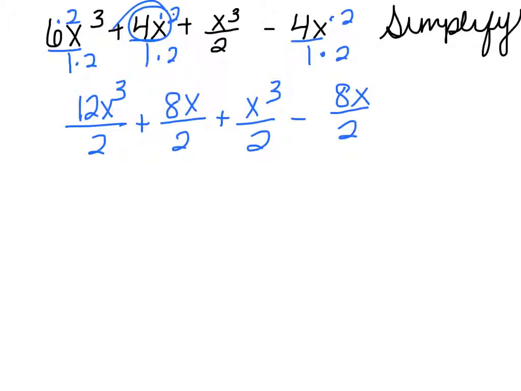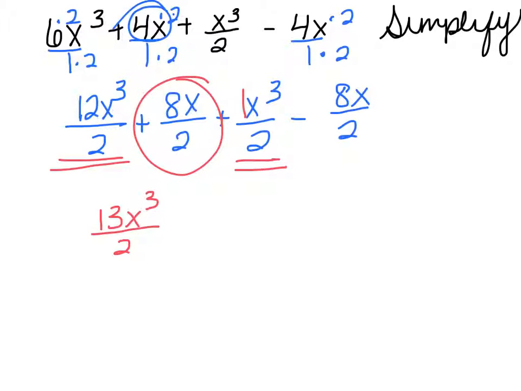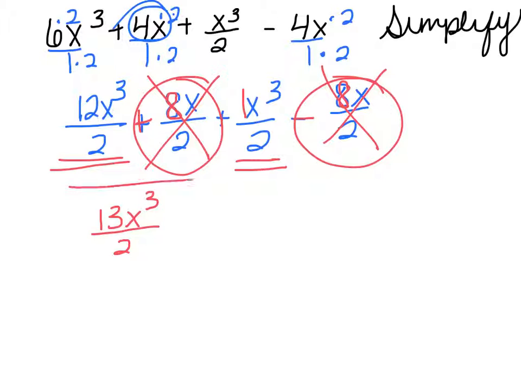Now I have like denominators, and that's exactly what I want. Let's start with the x to the thirds. That doesn't have a number, so I'm going to give it 1. When I'm adding, I just add the numbers in the front, so 12 plus 1 is 13. And the label is x to the 3, and the common denominator is 2. Then I look at these pieces right here. Plus 8 minus 8 is 0, so those cancel, and here's my final solution.